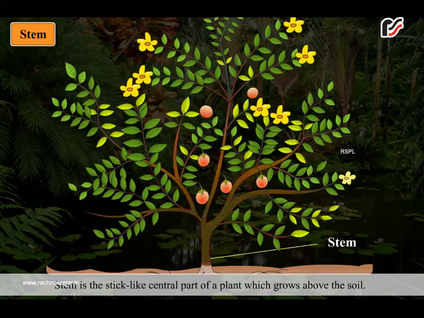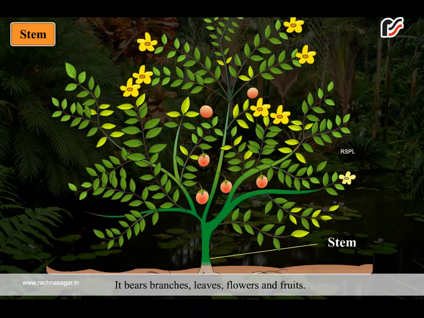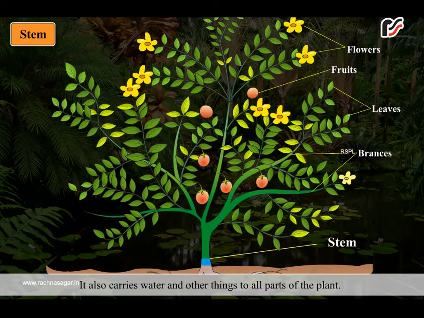Stem is the stick-like central part of a plant which grows above the soil. It bears branches, leaves, flowers and fruits. It also carries water and other things to all parts of the plant.